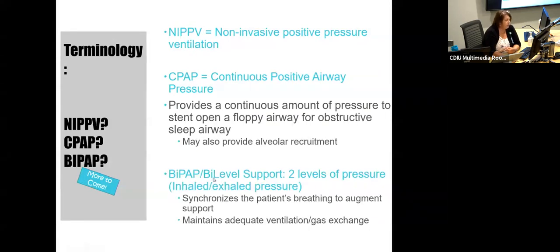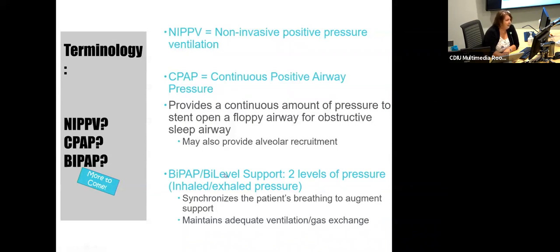Bi-level support, and I quite intentionally use the word bi-level support, refers to 2 levels of pressure. So an inhaled pressure or an inspiratory pressure and an exhaled pressure, an expiratory pressure. It is commonly referred to as BiPAP. BiPAP is a trade name. Bi-level is the correct generic name. So if you want to look up things in the literature, ensure that you are looking up bi-level, and you should probably get, as a generic term, more hits with your literature search.